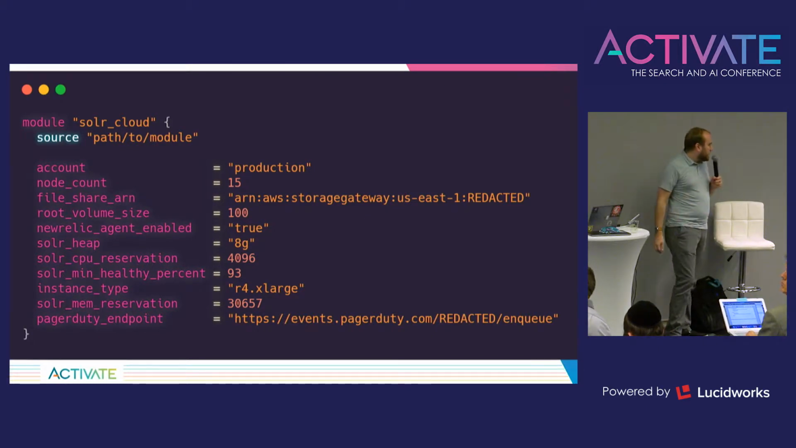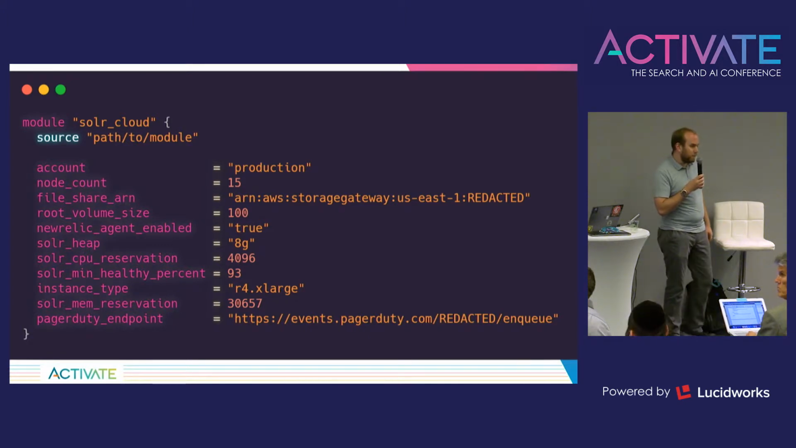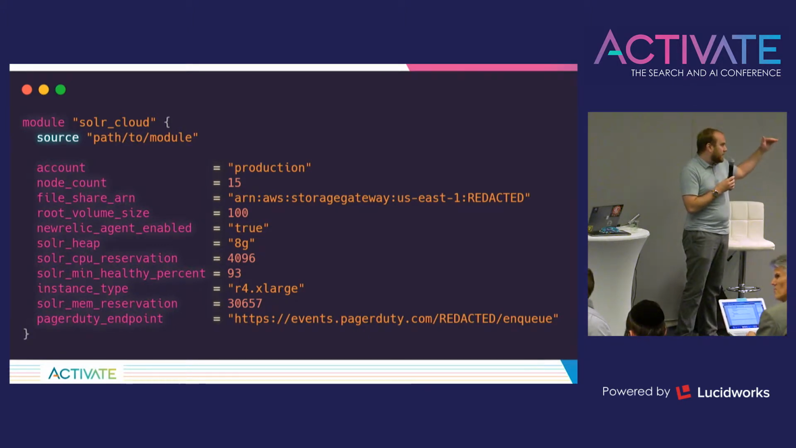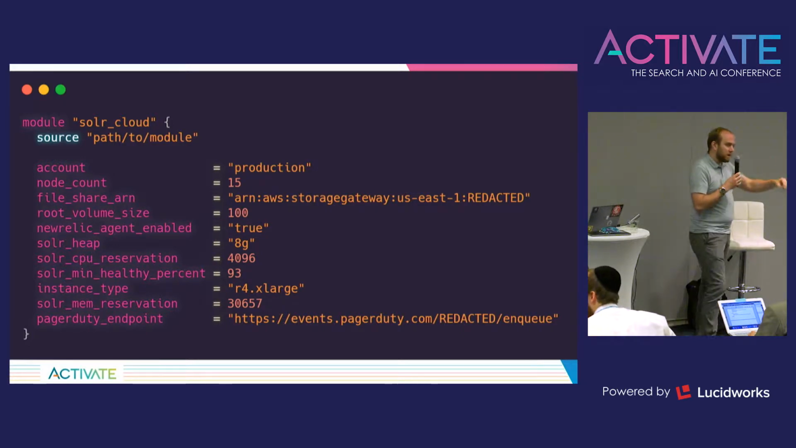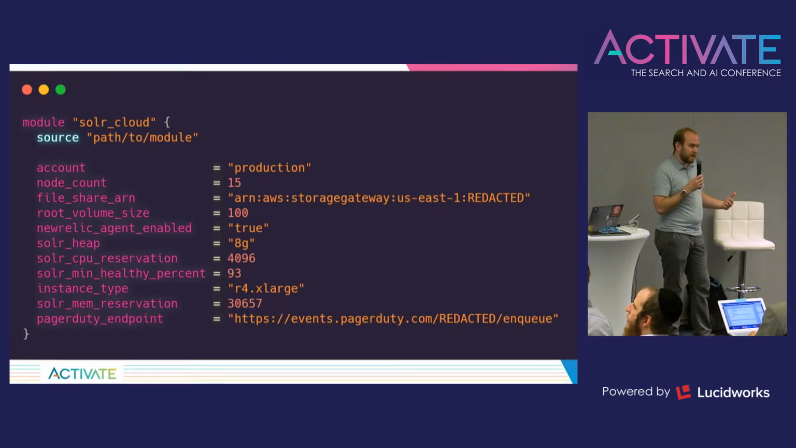A couple things I wanted to point out here. We have a file share ARN. As I hinted at before, that is the backing storage for backups. When we trigger backups, they will be written to that storage gateway, and that data will then be persisted to S3, and that gets mounted on every single one of our EC2 containers so that all the Solr nodes share that shared file system.